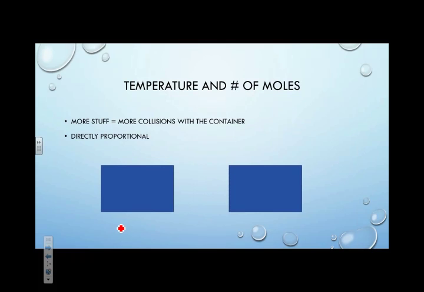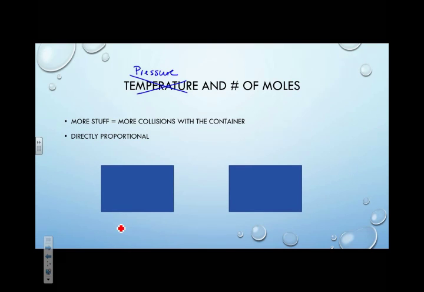If we look at temperature, excuse me, whoopsie, that's a typo. It should be pressure and the number of moles. And what we find is that the more stuff you have, the more collisions you'll have with the sides of the container, and the pressure should go up.